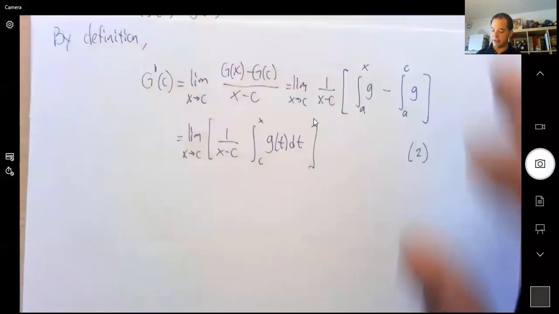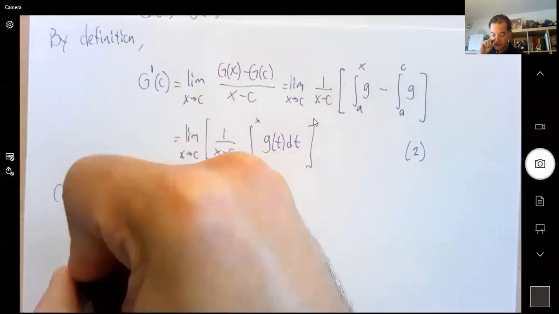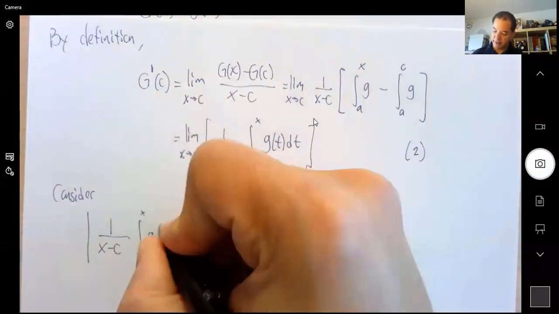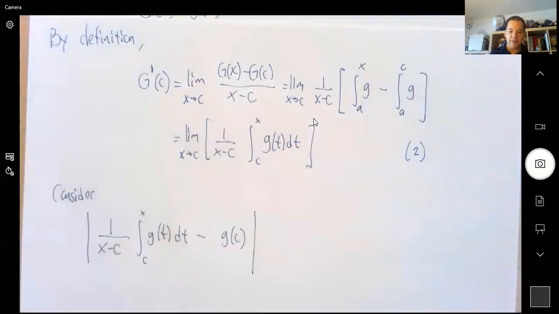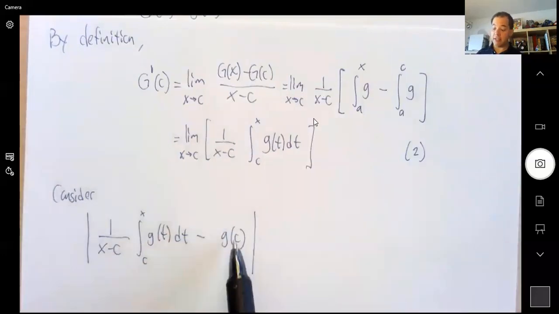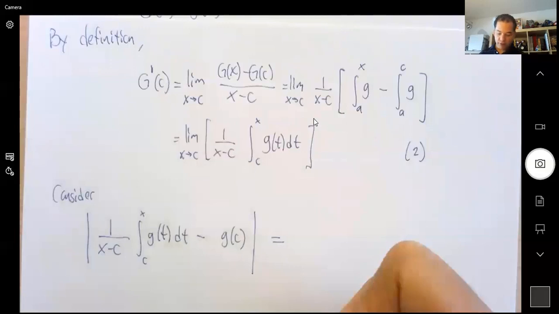And instead, let's consider the following. I'm going to put absolute value bars because I want to make it tiny. So it's this expression minus the constant g of c. I want to make this tiny, and how am I going to do that? Well, first I'm going to replace this g of c. I want to write it as an integral so that I can combine it with this other one over here. And it's actually a very simple trick. This will continue later, but for now, observe the following.